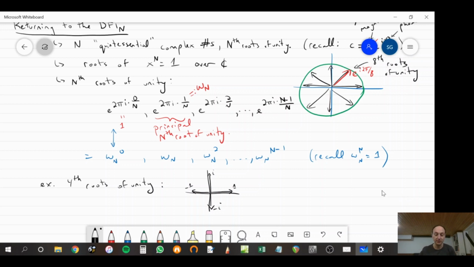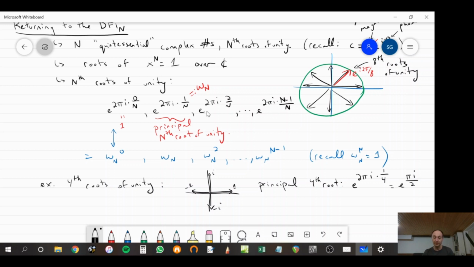And now let's just plug in this definition up here just to make sure we agree with this. So the principal 4th root is what? It's the one with the power 1. So it's e to the 2 pi i times 1 over, and n is 4, so we're going to put a 4 here. Okay? So if I want, of course, I could simplify this and I could just write e to the pi i over 2. Right? Same thing.